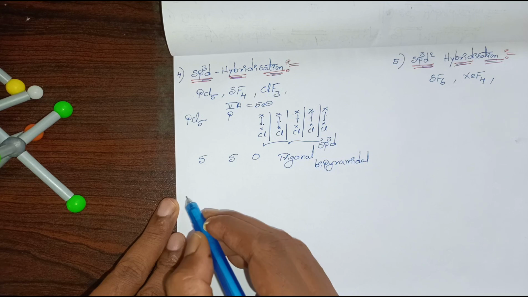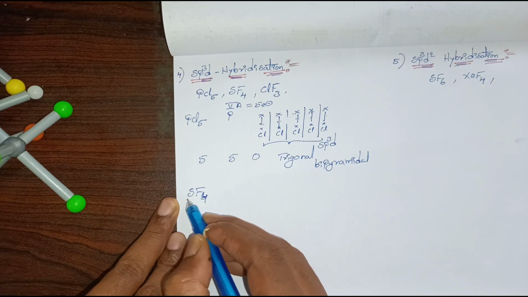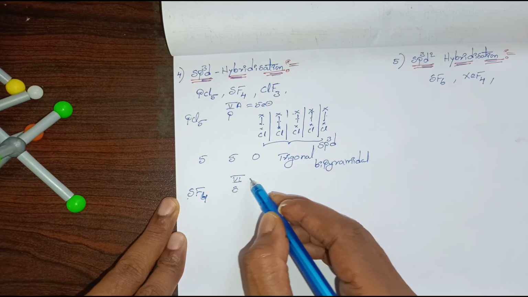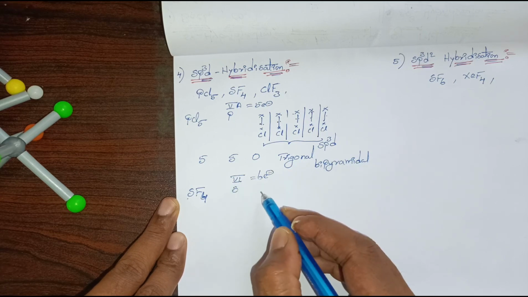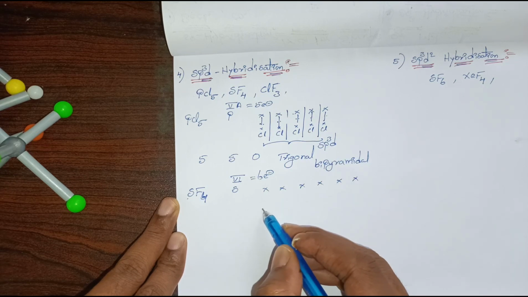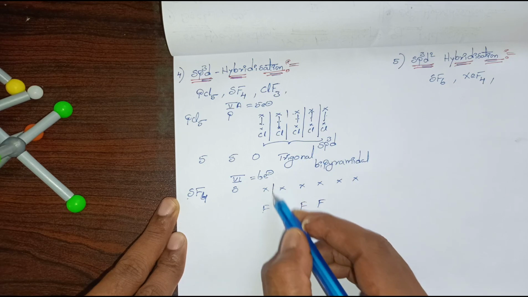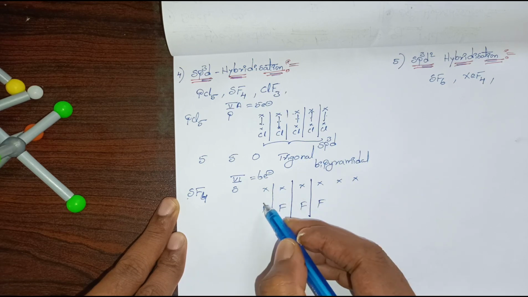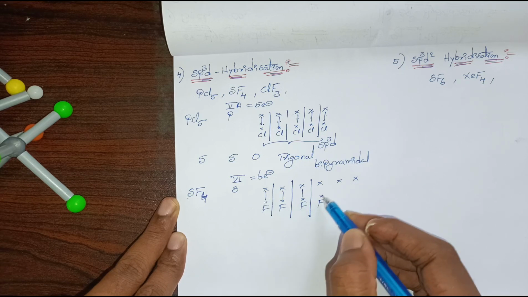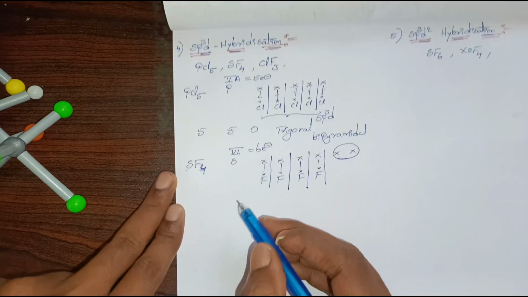Now SF4. The central atom is sulfur, a group 6 element, in the oxygen family. Valence electrons: 6. Around the sulfur, four fluorines are present. The fluorine electrons overlap with sulfur electrons. The remaining two electrons exist as a pair.